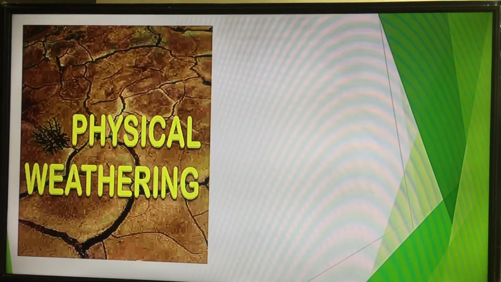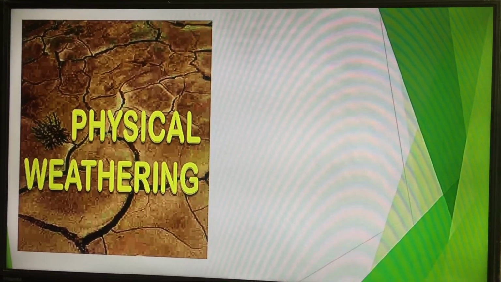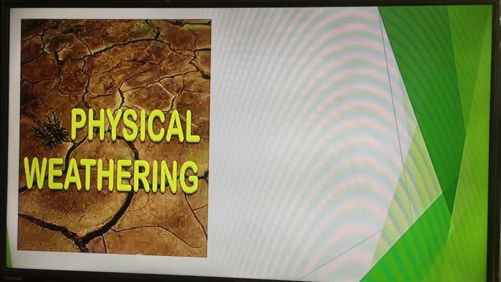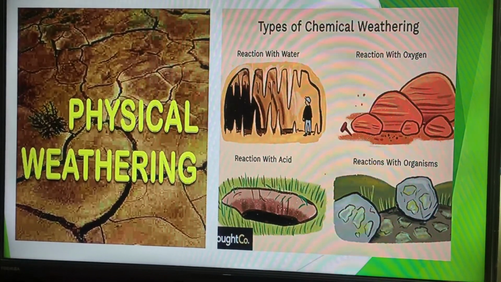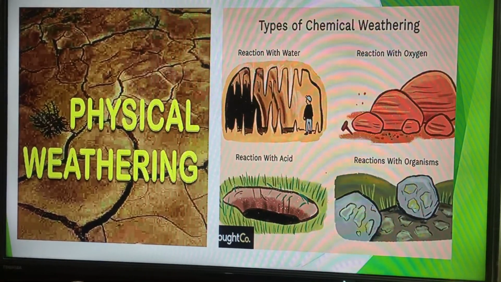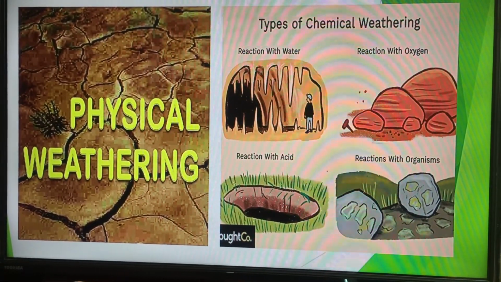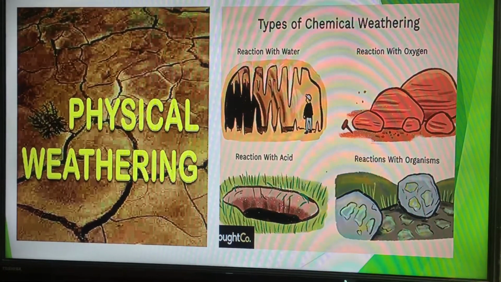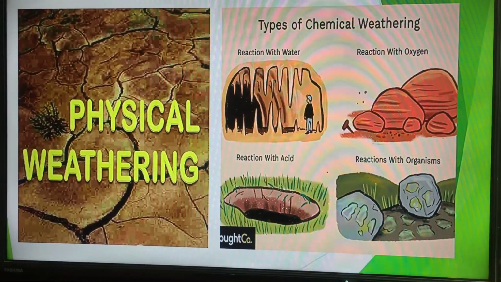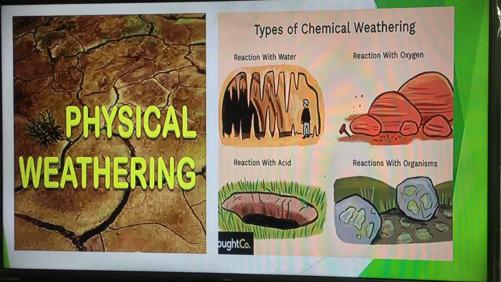So as you can see here, the example of physical weathering. This is the breaking down of rock. The next one is chemical weathering. There is the reaction with water, reaction with oxygen, reaction with acid, and the reaction with organisms. Let's go on to the next.